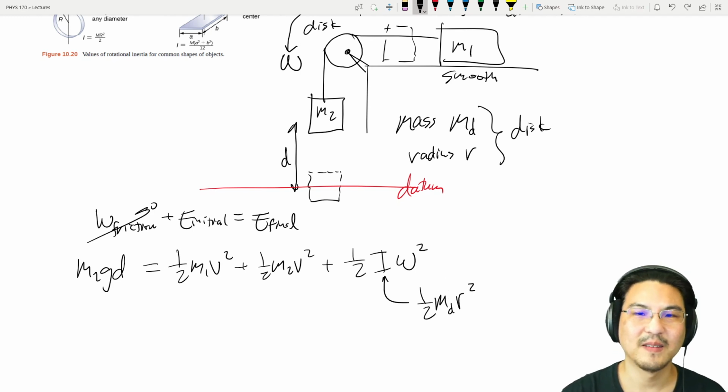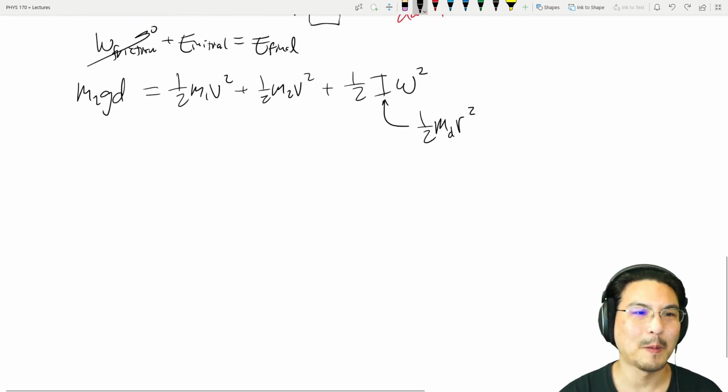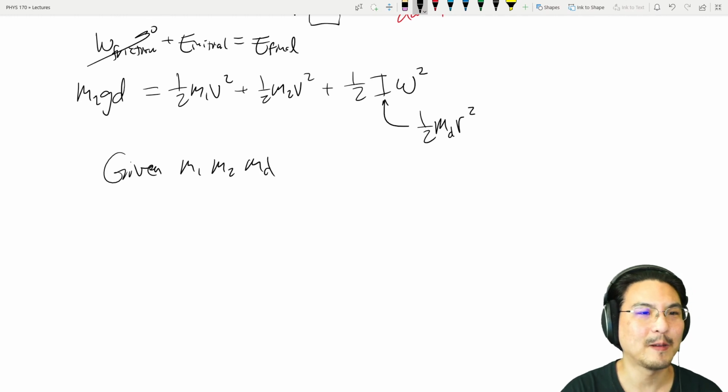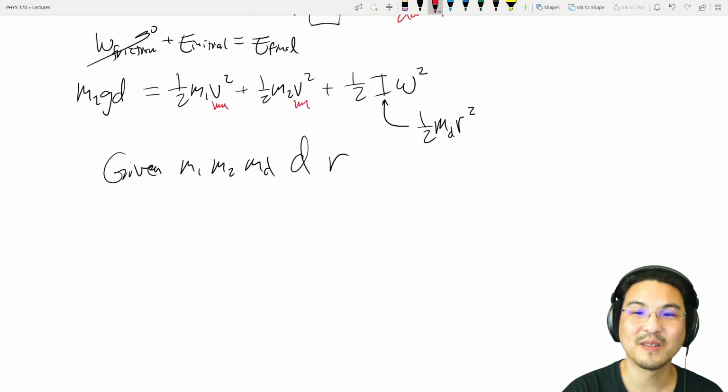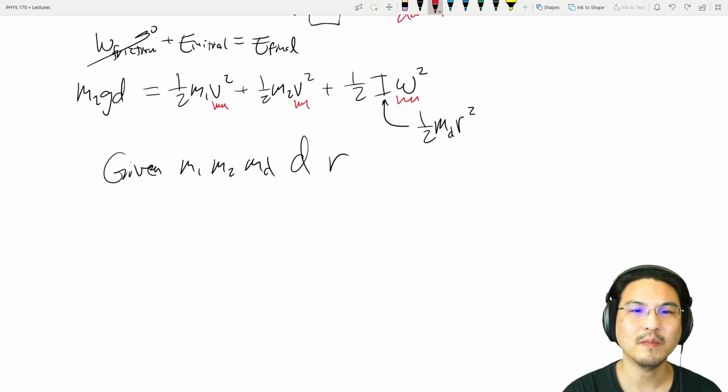Okay. So then let's say we're given both blocks, the mass of the disk, that distance d, and the radius, what's left unknown? Let's say we want to solve for the speed. So we don't know v, we don't know omega. There are actually 2 unknowns, but we only have one equation.